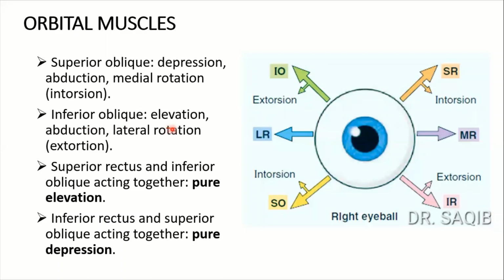So talking about the inferior oblique, though it is inferior oblique, it will bring about elevation and also the abduction and the lateral rotation known as the extorsion. So pure elevation, how is it brought about? Pure elevation, movement of the eyeball upwards, is brought about by these two muscles, inferior oblique and the superior rectus. They will act together. And the pure depression is brought about by these two muscles, superior oblique and the inferior rectus.